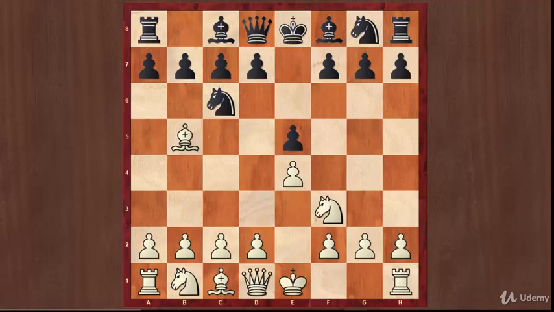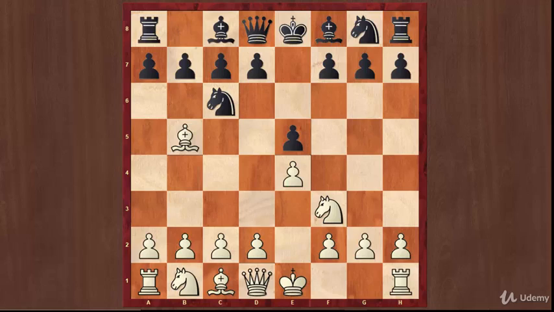Welcome to the course. This course is all about the Spanish opening of chess. It's also known as the Ruy Lopez, named after the famous grandmaster who used it the most and kind of perfected it and developed most of the theory in the early days of the opening.